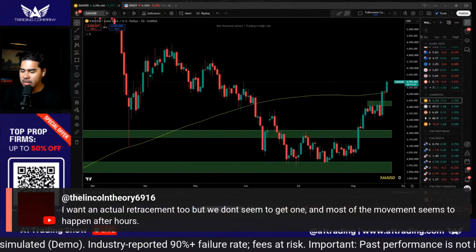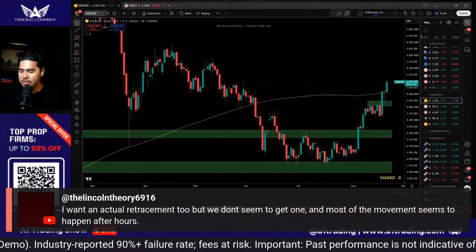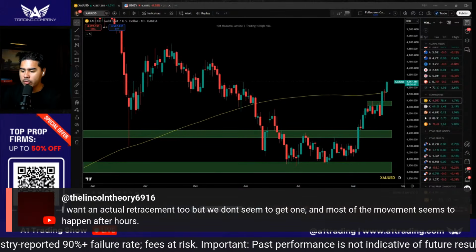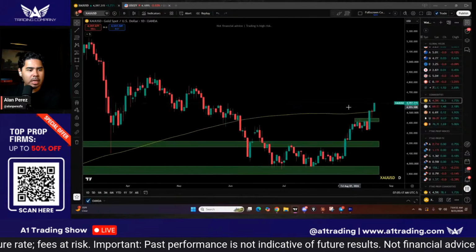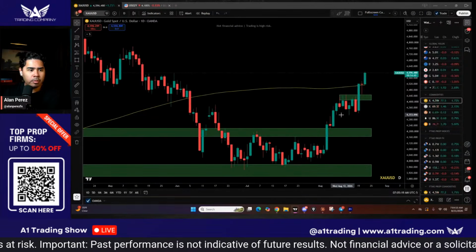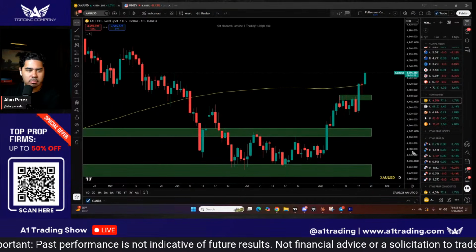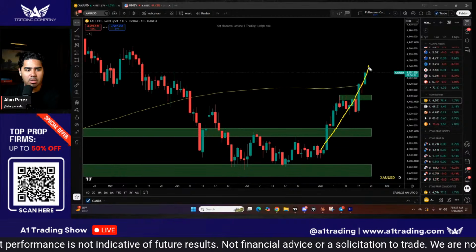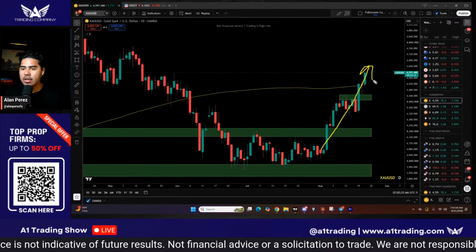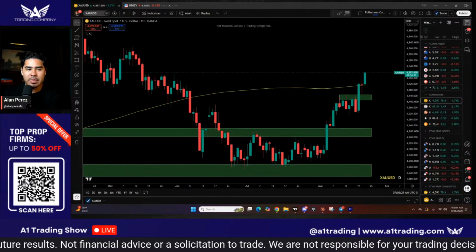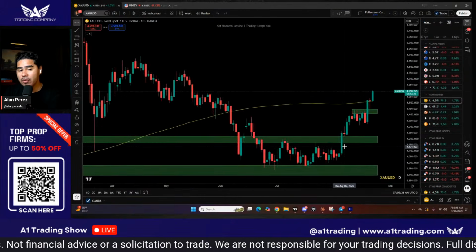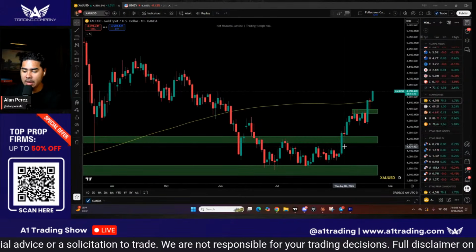The Lincoln says, I want an actual retracement too, but we don't seem to get one. And most of the movement seems to have happened after hours. Hey, man, that's okay. When you have a big move up like this, eventually, one day, we don't know when, there will be some kind of a meaningful retracement. And because we would have been waiting on the sidelines for it to happen, we'll be ready to act when it happens.